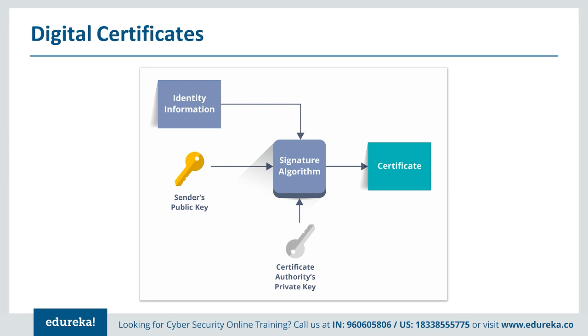So what are the components used for creating a certificate? The CSR, the identity information of the requester, the sender's public key, the public key which we use, and also the certificate authority's private key. The certificate authority will not give the private key to anyone, but it can be verified with the public key, same as in the previous examples. So these three components will be used for generating a certificate.